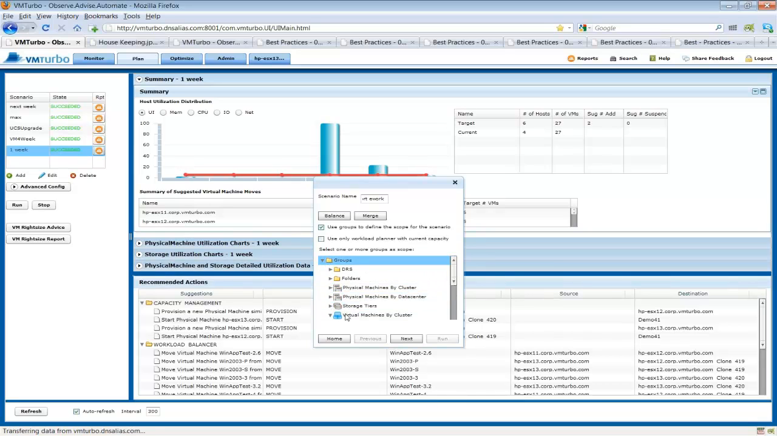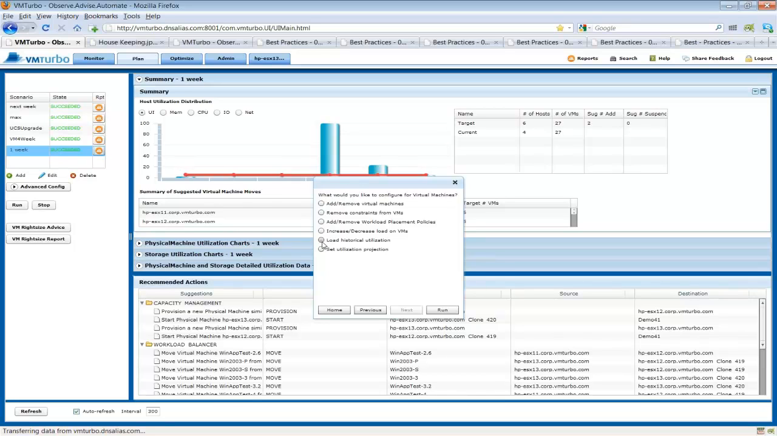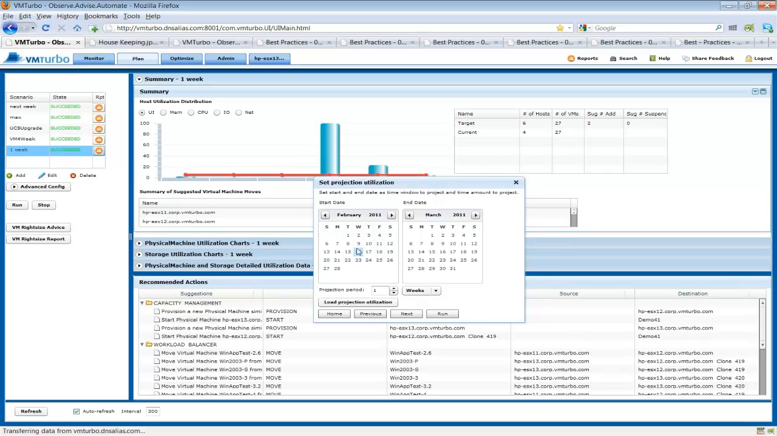Let's go to the virtual machines. I'll take the current production cluster. Here's production. Next, I'm going to take that same 1 week forward-looking cycle. I'm going to say change the virtual machines, create a historical projection. I'll go from February 15th to March 15th. The fact that those happen to be paydays has no bearing on why I'm choosing those days.